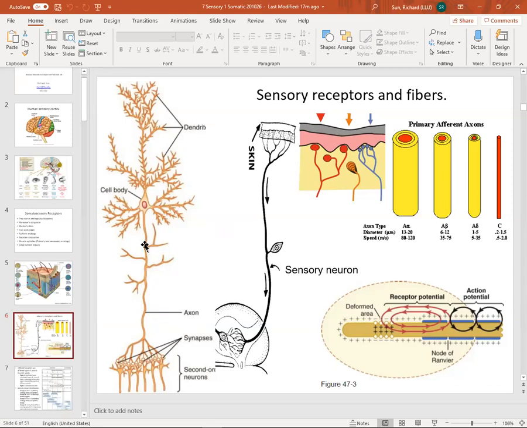Now, the sensory neuron will not have the dendrite because it's not connected with other neurons. It's already in the terminal of the body, in the border of the body. So these dendrites are becoming the receptor. This will become the receptor here, and everything else would be the same: dendrites, cell body, axons. Here is the spinal cord. It gets into the spinal cord.